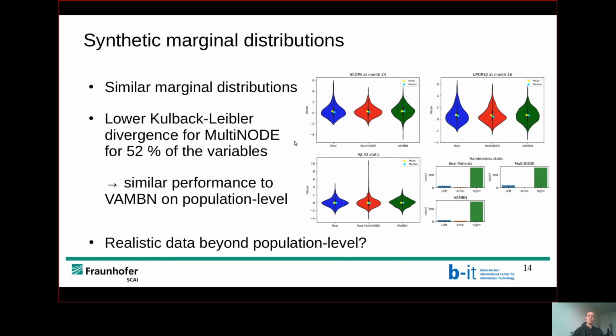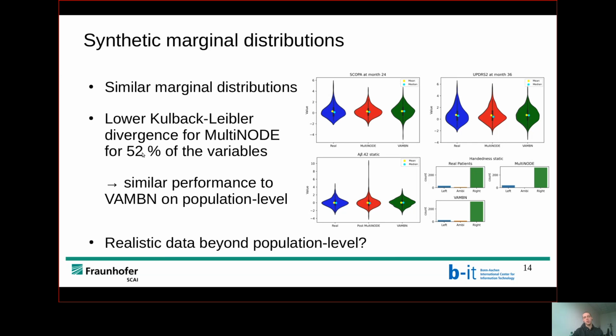So here you can see the real marginal distributions in blue of certain variables at a certain time point. So the distributions encountered in the PPMI data. And then in red, we see the distributions in the synthetic data generated using multinode. And in green, we can see the distributions of the synthetic data generated using the VAMBN approach. And in all of the cases, the generated marginal distributions came quite close to the real distributions for both of the approaches.